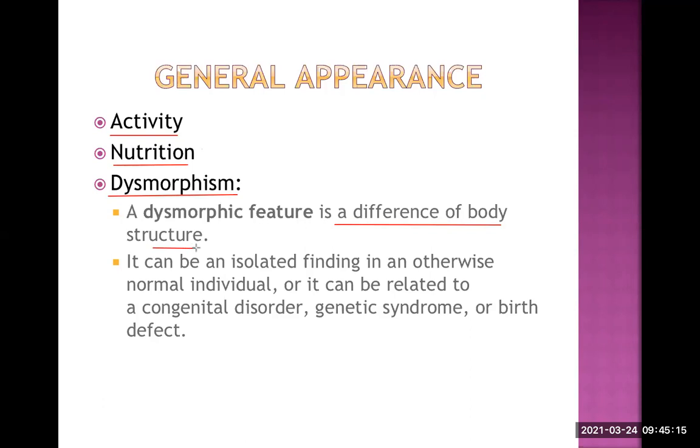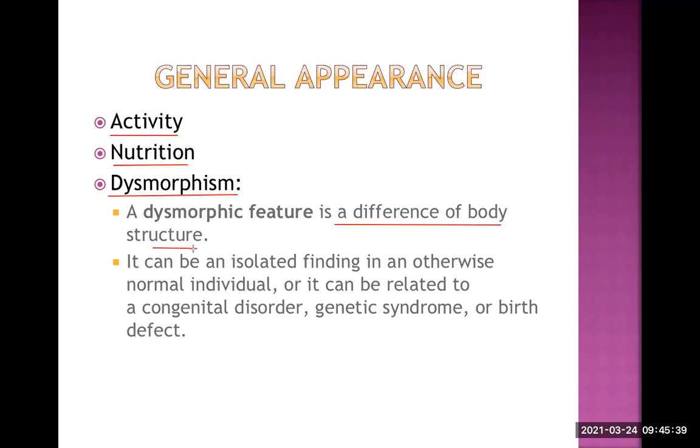It's a difference of body structure. Now, what does that mean? Sometimes when we see a baby, we feel that the baby doesn't look normal. We keep on looking at that baby. This baby doesn't look normal. Something is there on the face. That type of feature is known as dysmorphism. A typical example is again a Down syndrome baby.